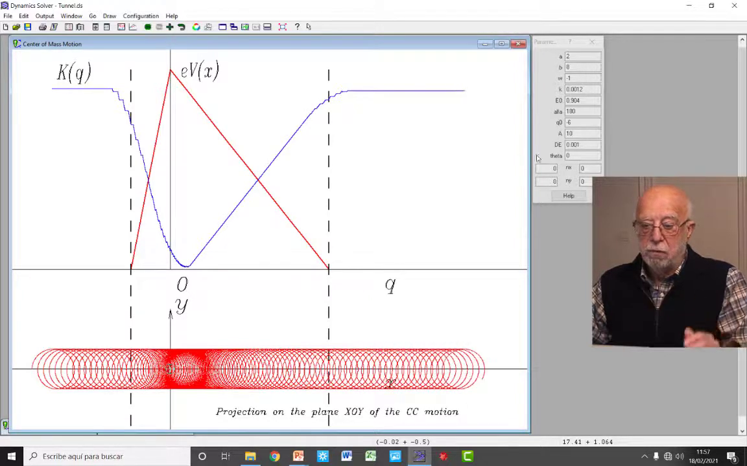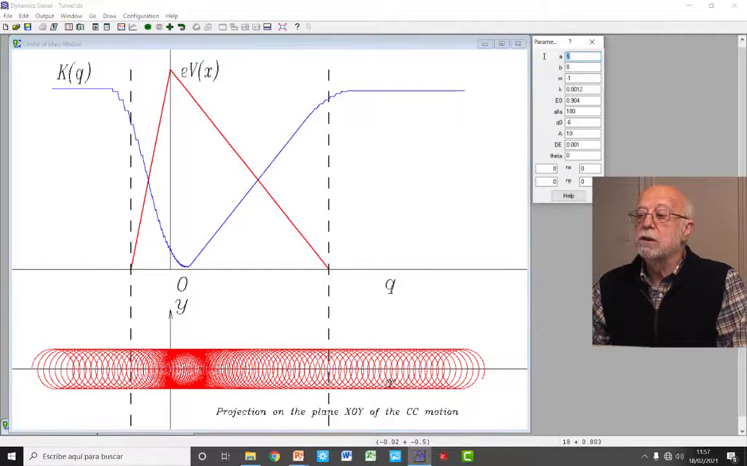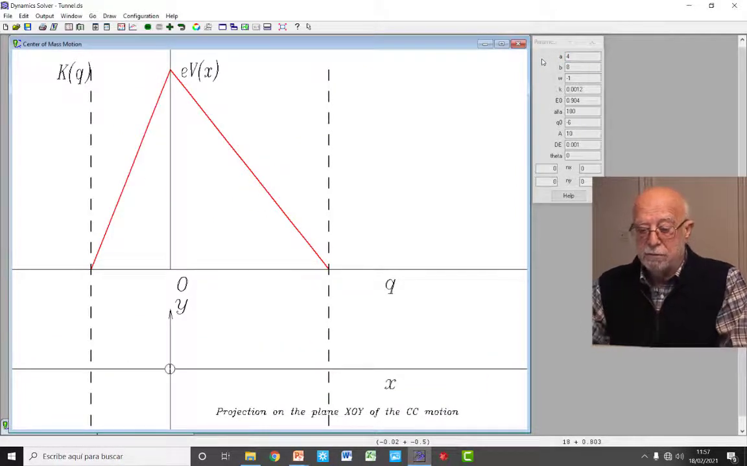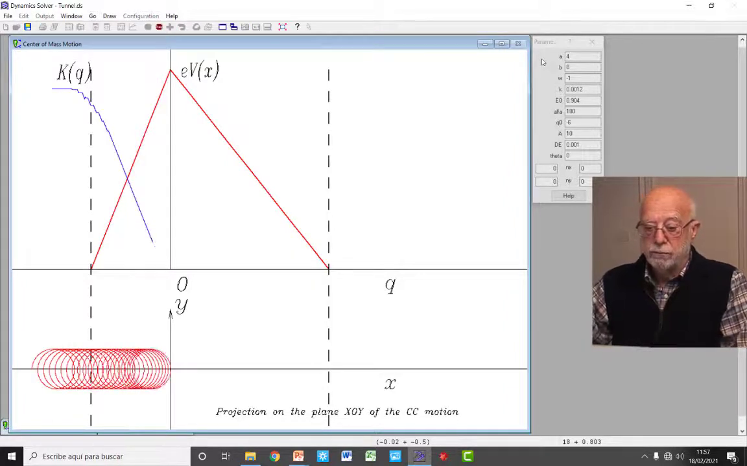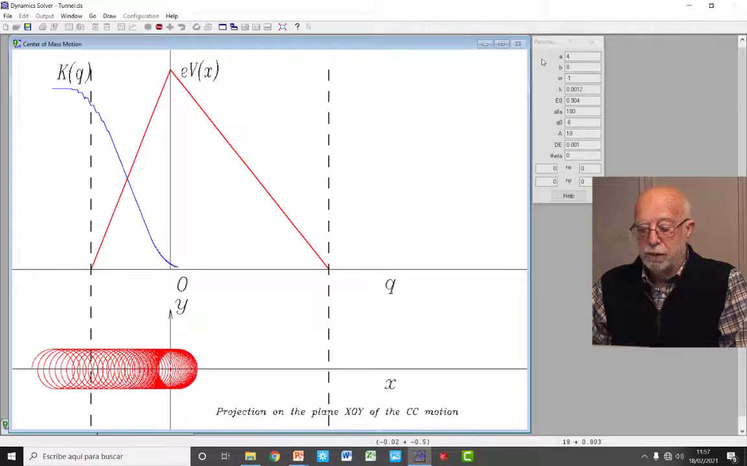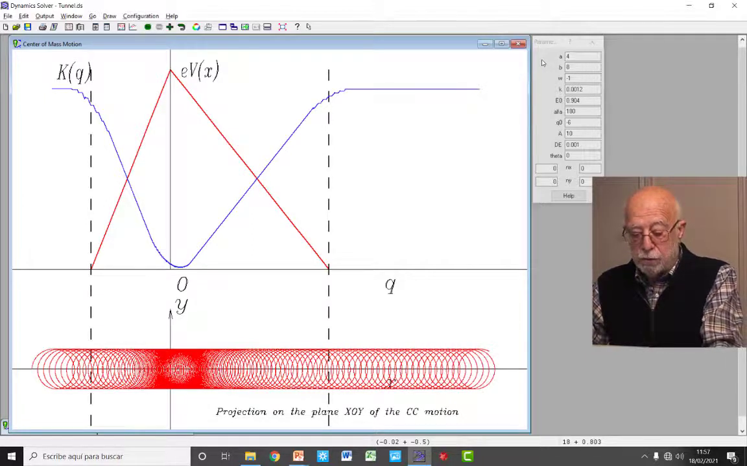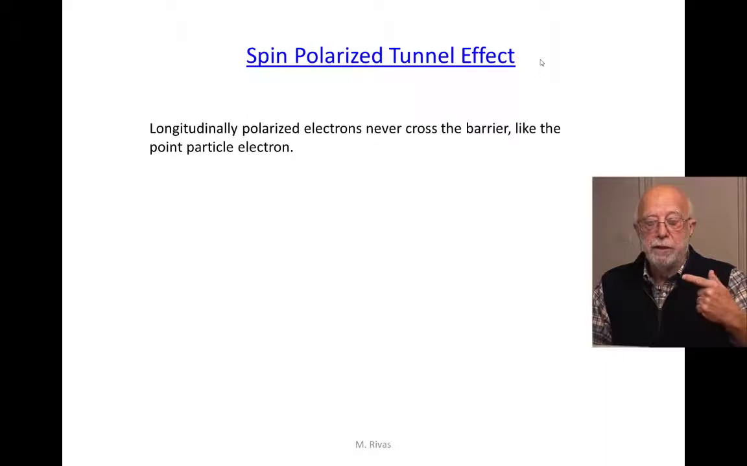One can say, oh, the left-hand side barrier is too narrow. Okay, let us increase the left-hand side barrier and go ahead. Okay, it also crosses. So the conclusion, longitudinally polarized electrons can never cross the barrier, like the point particle model.